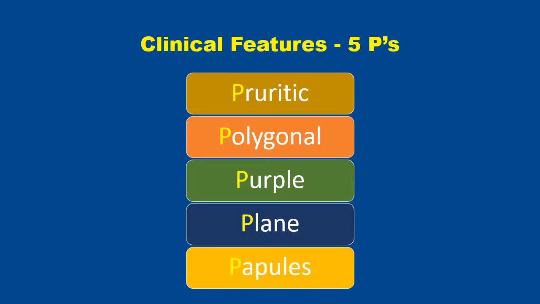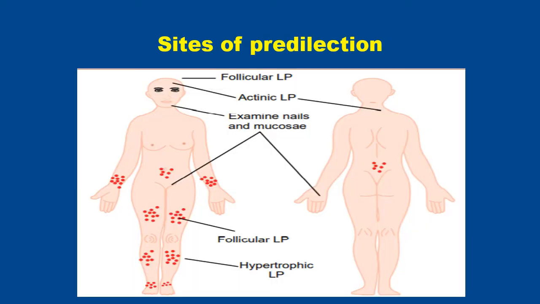There are 5 P's which are very important in the clinical features of Lichen planus. They are the following: pruritic, polygonal, purple, plain papules. The sites of predilection of Lichen planus are the following. It usually involves the flexor aspect of the wrists, extensor aspect of the thighs, extensor aspect of the legs, and extensor aspect of the dorsum of limbs. It can also involve the sacroiliac areas.